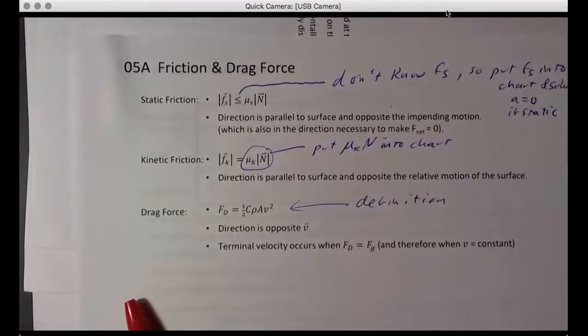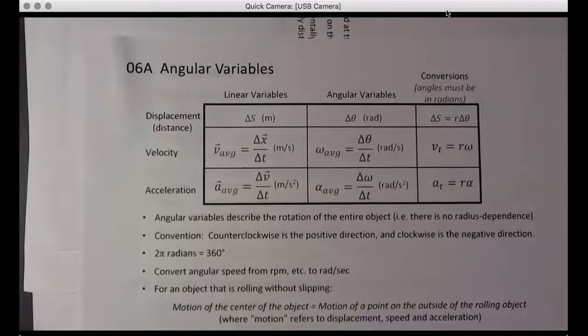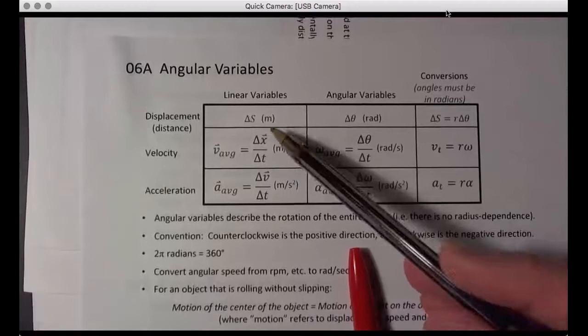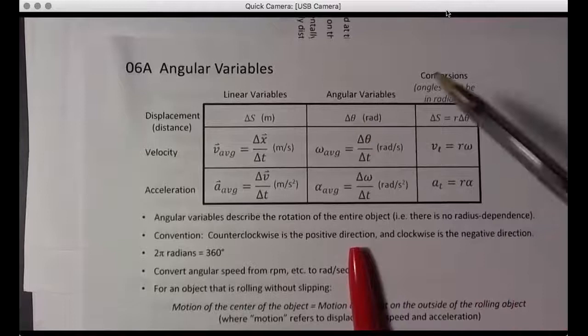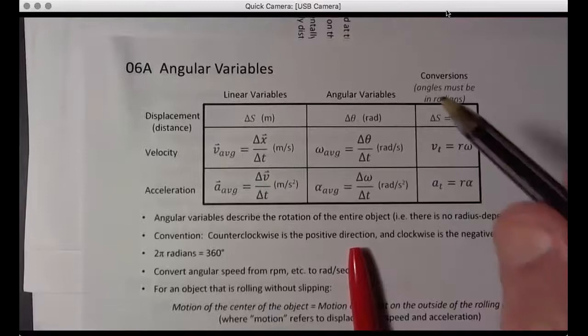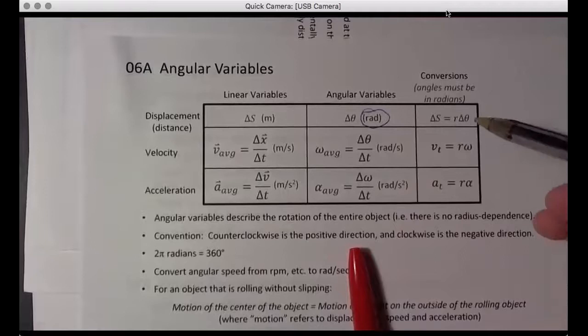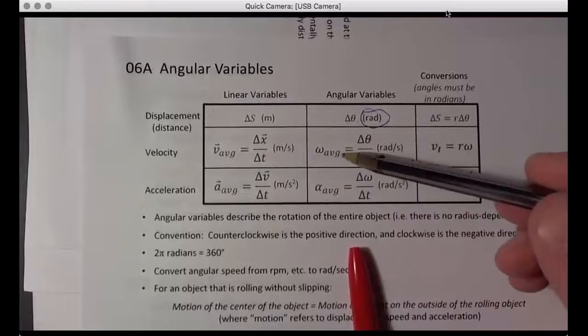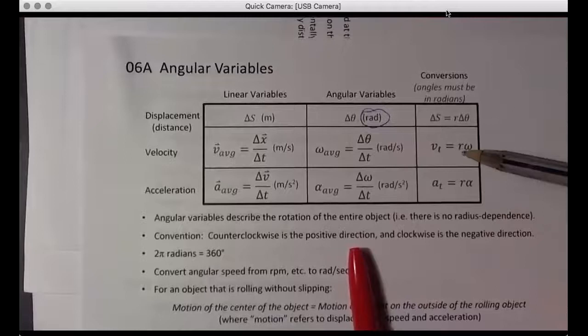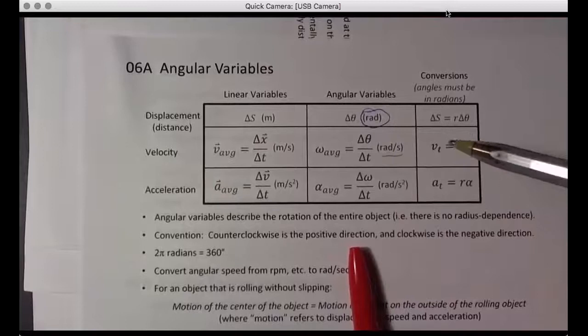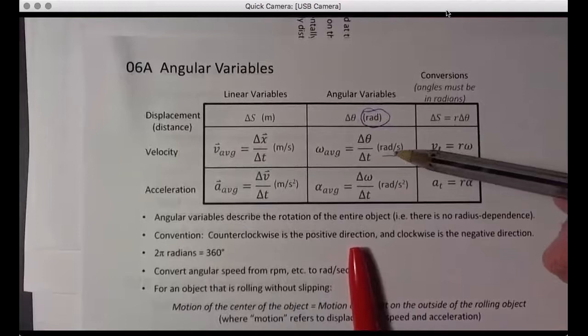Angular variables is our next one. The key thing here is to know the translation and names. So displacement goes to angular displacement. They're related by R, if theta is in radians. So radians is key here, not degrees. It doesn't work if it's in degrees. Average velocity goes to average omega, or angular velocity, related by R. If omega is in radians per second, that's key. It doesn't work otherwise. If it's degrees per second, don't expect this to work. You have to convert the degrees into radians. So it's 2 pi over 360, or pi over 180.